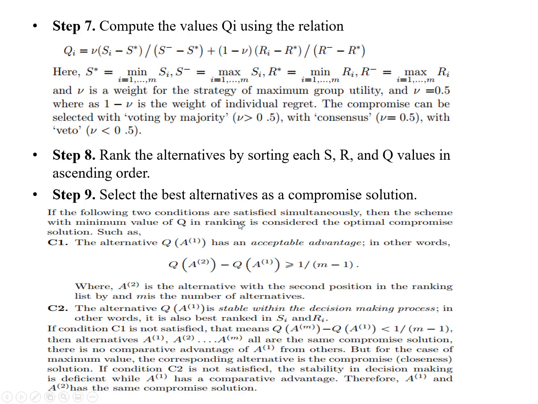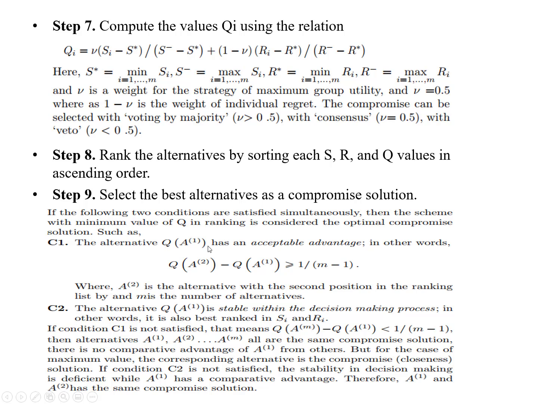We also need to check two conditions. If the following two conditions are satisfied simultaneously, then the scheme with the minimum value of Q in the ranking is considered optimal. So basically we will choose the alternative with the minimum Q value, and that minimum Q will be considered the most optimal compromise solution. But you need to fulfill these conditions.